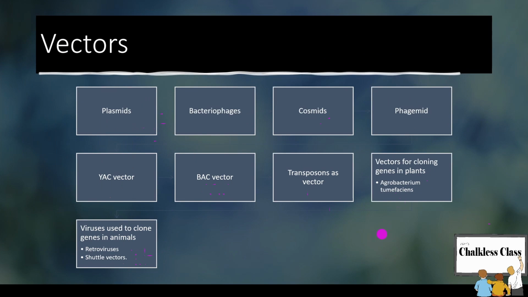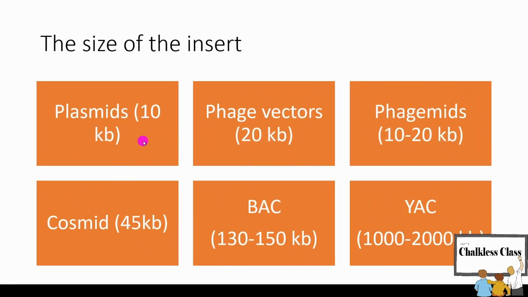These vectors differ in the size of the gene that they can carry into the host cell. For example, let us take plasmids like pBR322. It can carry about a 10 kb length DNA sequence. Phage vectors can transport 20 kb length sequences. Phagemids are hybrid vectors formed from phage and plasmid, and they can transport 10 to 20 kb DNA lengths.